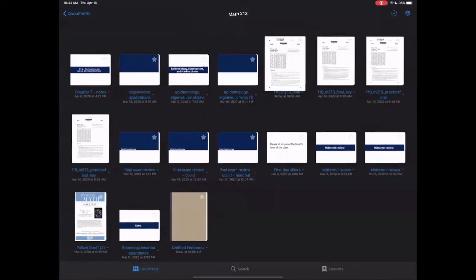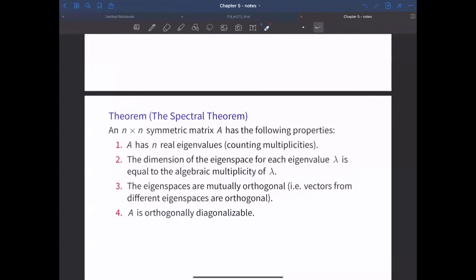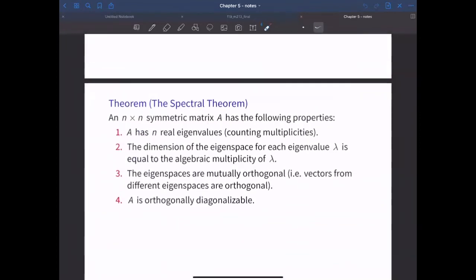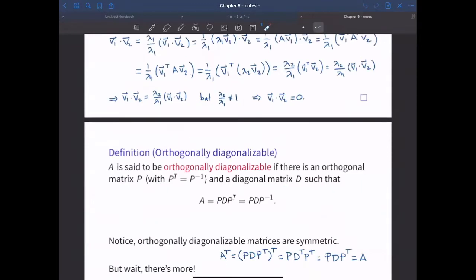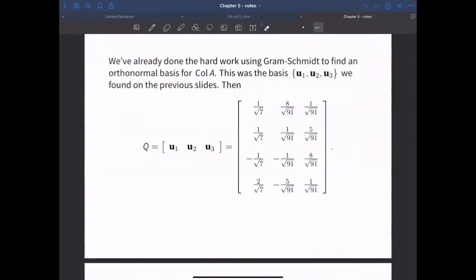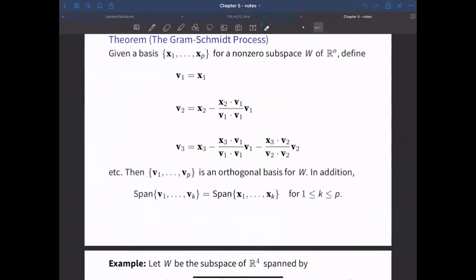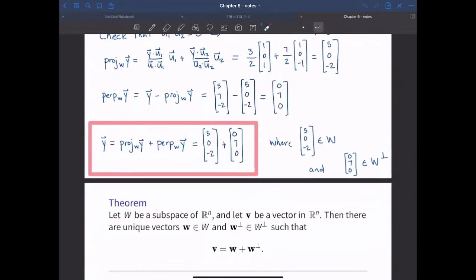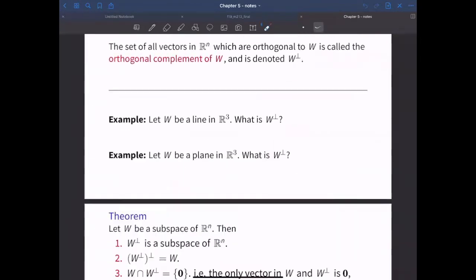They were from chapter 5. And oops, I'm scrolling the wrong way, I guess here. Change the scrolling to vertical. This was Gram-Schmidt stuff.